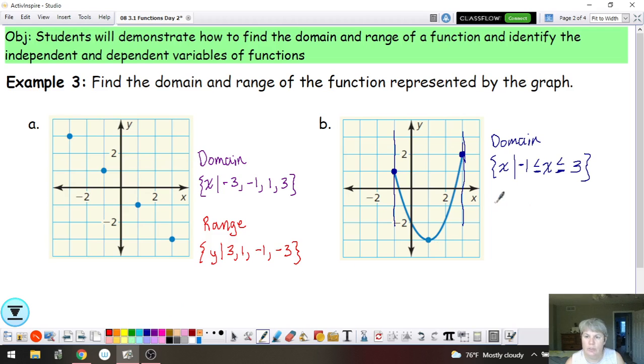My range, that's my outputs, are the y values. So I'm looking at, well, what's the highest point of my graph? What's the lowest point of my graph? My lowest point is at negative 3. So I know that y has to be more than or equal to, because this is filled in at the bottom, negative 3, but it's also less than or equal to, and I say equal to because, again, that point is filled in, positive 2.